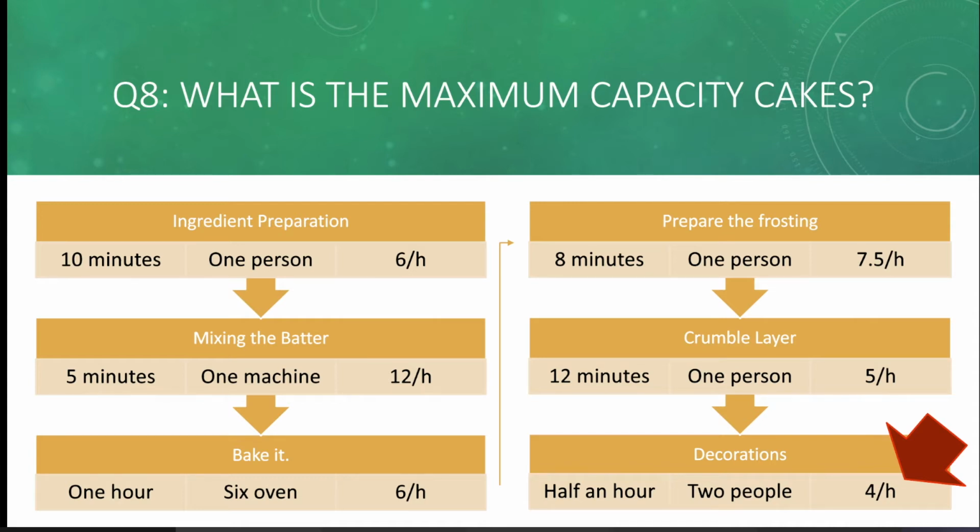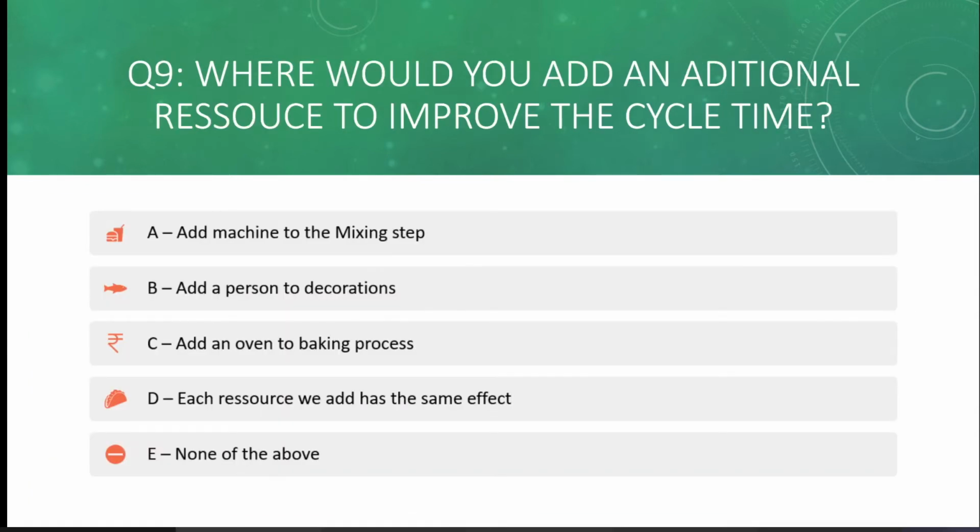Also the others, I guess you looked at the 1 hour for 6 oven. That is also a very low one, but not quite as low as the decorations. Now, next up, let's say we want to improve our cycle time. So we had 125 minutes. How do we improve that cycle time? Remember that decorations is our bottleneck.